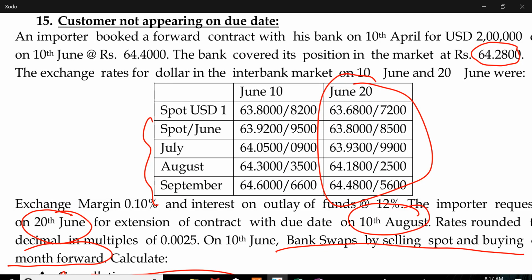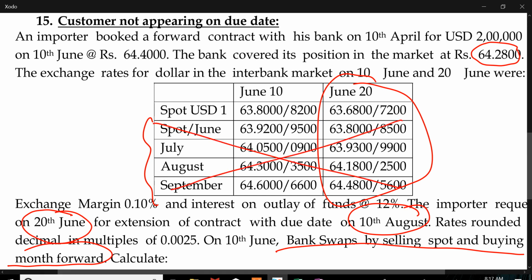63.68. You have to take care of the exchange margin. What will you do with the exchange margin? 63.68. See, ignore these rates for the time being. I'll explain it in some time. There is some issue, and I'll explain that issue later. You just focus on the first rate given in the question.